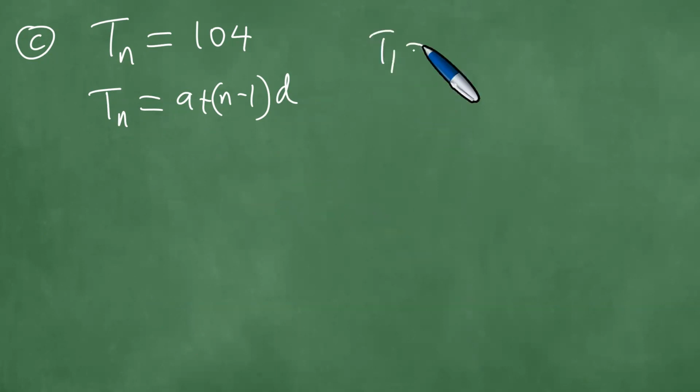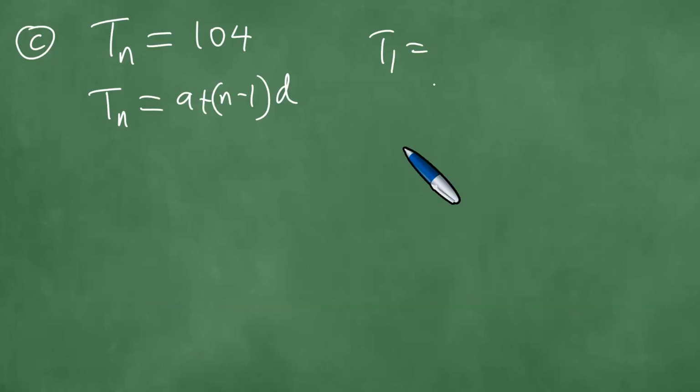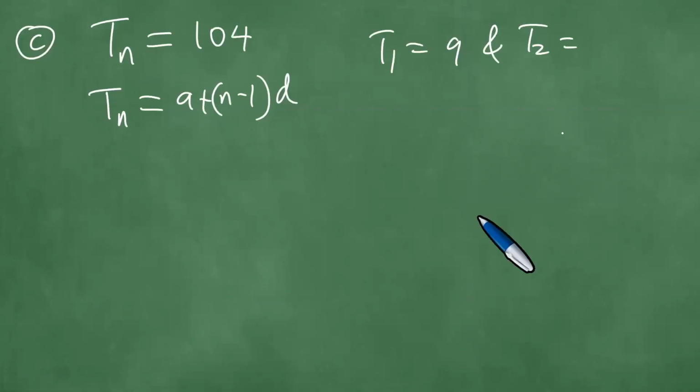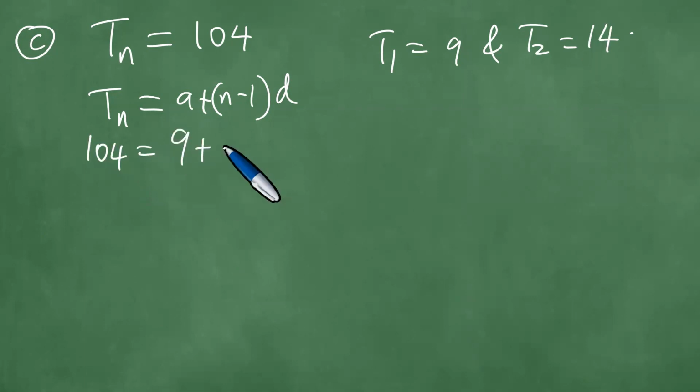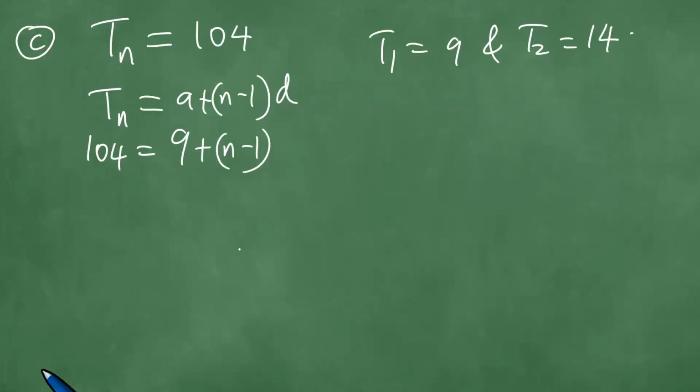Okay, what is the first term? It is 9. What is the second term? The second term is 14. Okay, so this one is 104. The first term is 9. The common difference is what? It is 5. Okay, good. So in the place of d, you put 5.